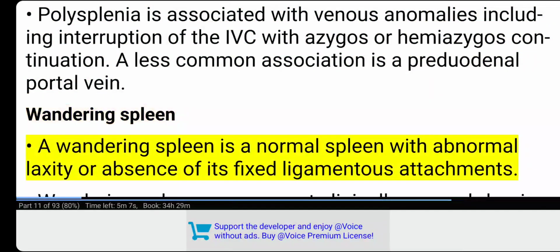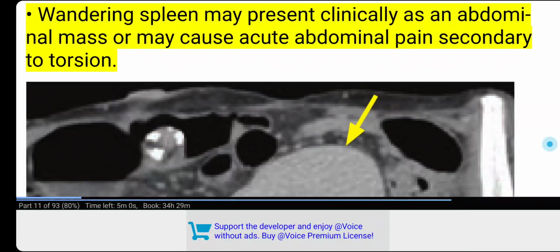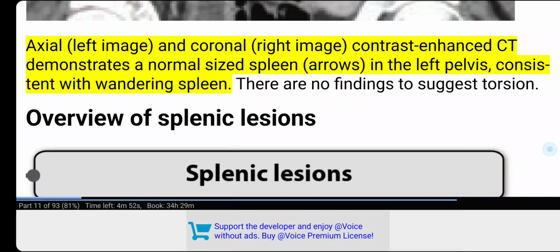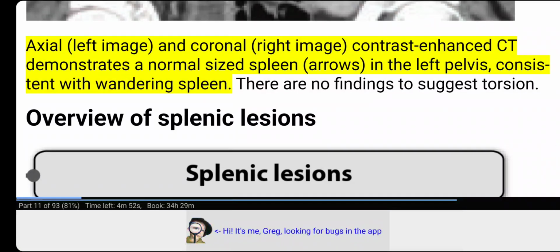Wandering spleen. A wandering spleen is a normal spleen with abnormal laxity or absence of its fixed ligamentous attachments. Wandering spleen may present clinically as an abdominal mass or may cause acute abdominal pain secondary to torsion. Axial left image and coronal right image contrast-enhanced CT demonstrate a normal-sized spleen, arrows, in the left pelvis, consistent with wandering spleen. There are no findings to suggest torsion.